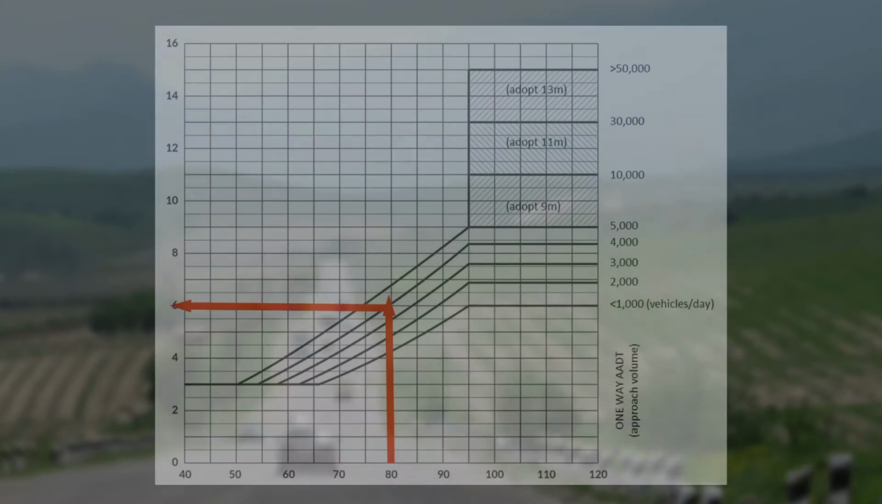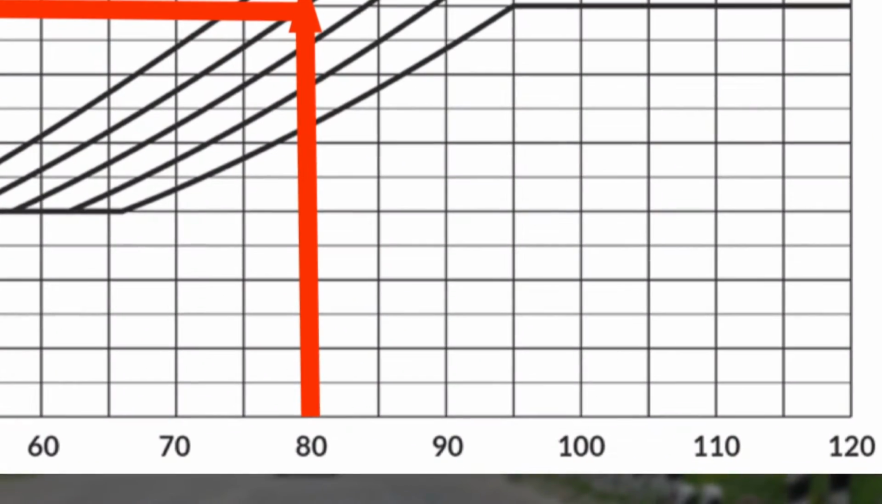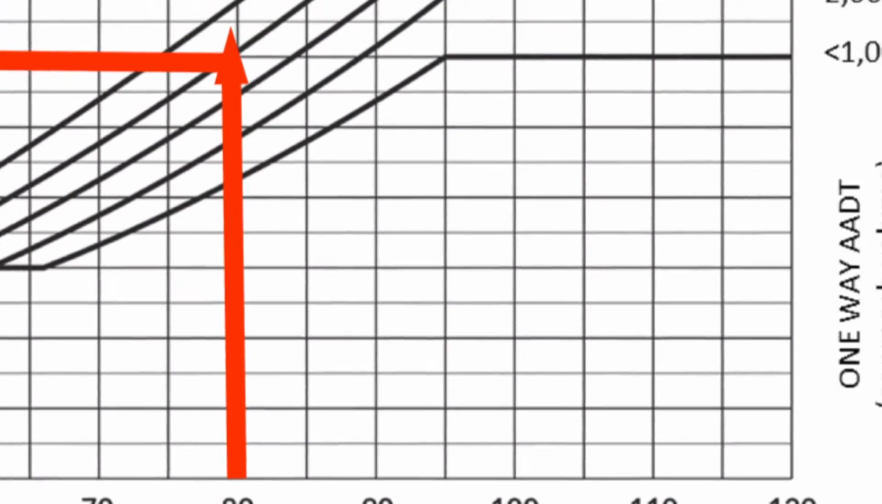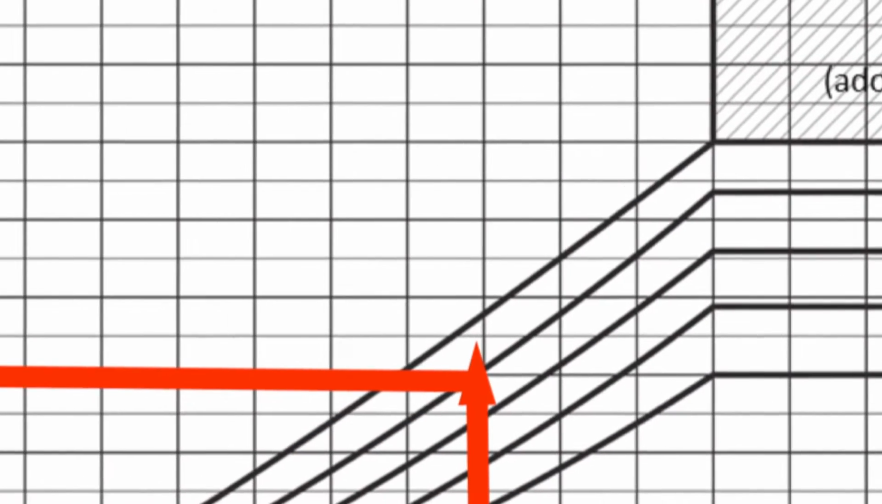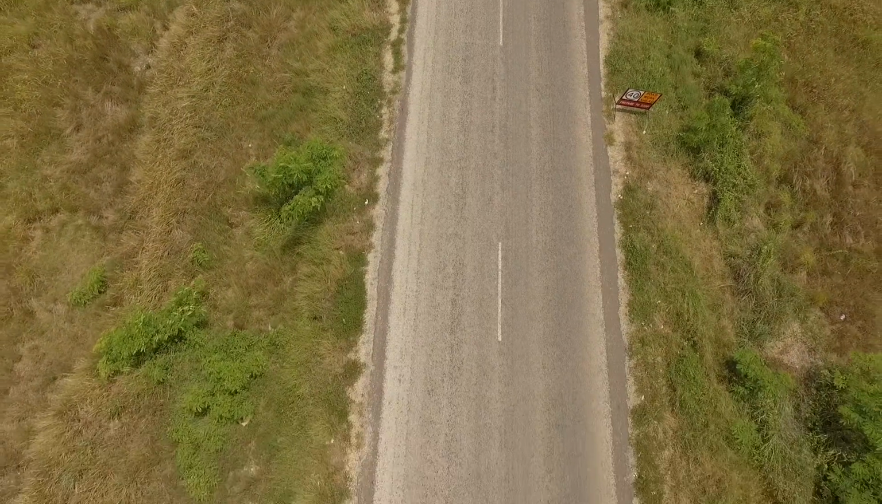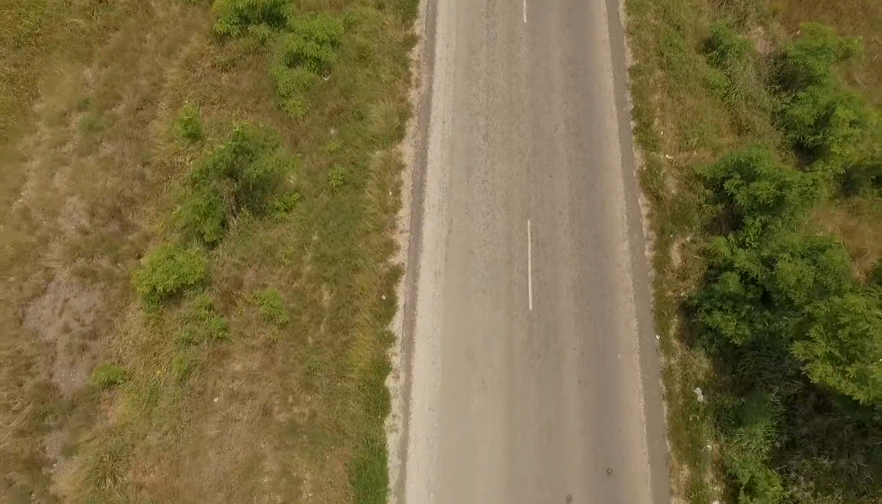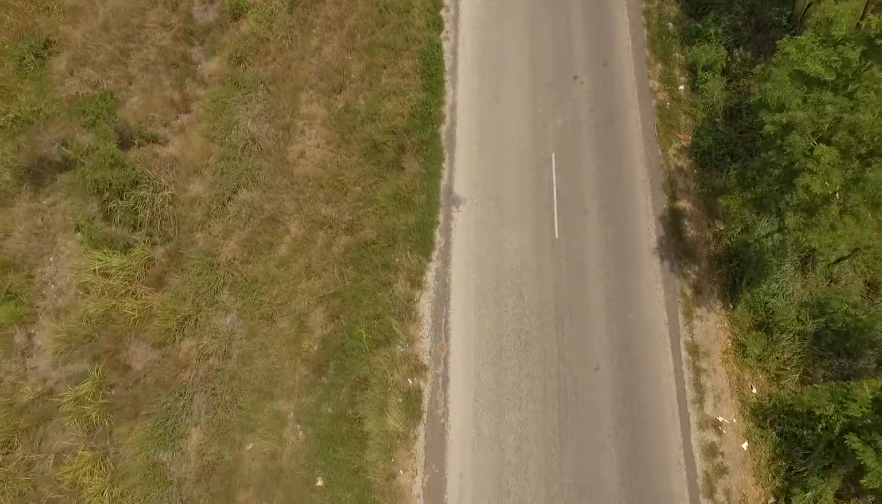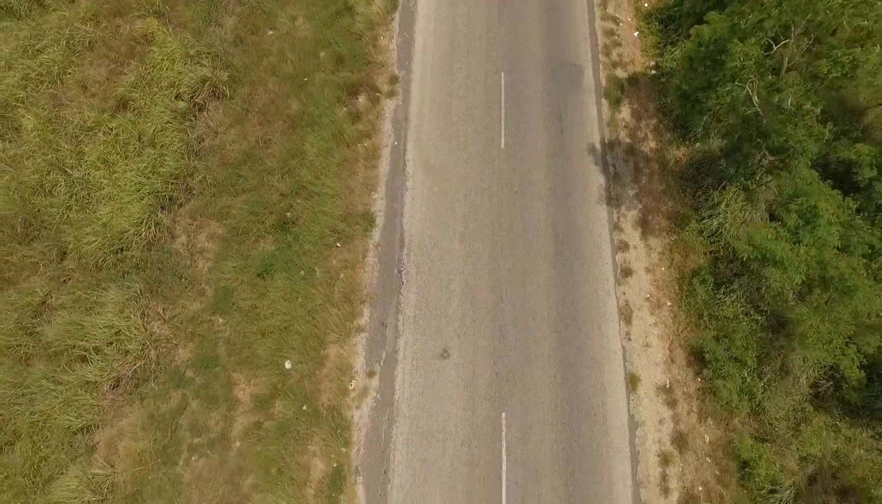For example, if speeds on a road are typically 80 kilometres per hour and there are about 4,000 vehicles per day, the clear zone needed is 6 metres. The clear zone concept can guide designers to design safer roadsides, and it can assist road authorities to allocate resources to get the best crash savings.